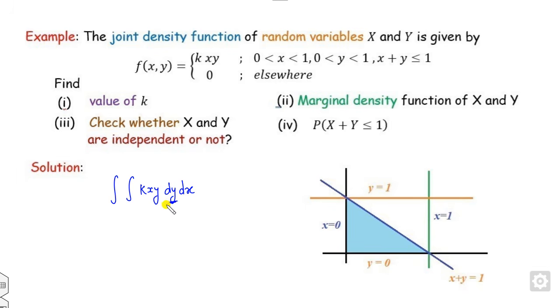So if I just take the dy firstly, you have to take the strip on the y-axis. This is nothing but my 0, so the limit is 0. What is the limit of y here? You can take it from here. This is nothing but 1 minus x. Outside is x. The minimum value of x is 0, and the maximum value of x is my 1. So the limit is 0 to 1.